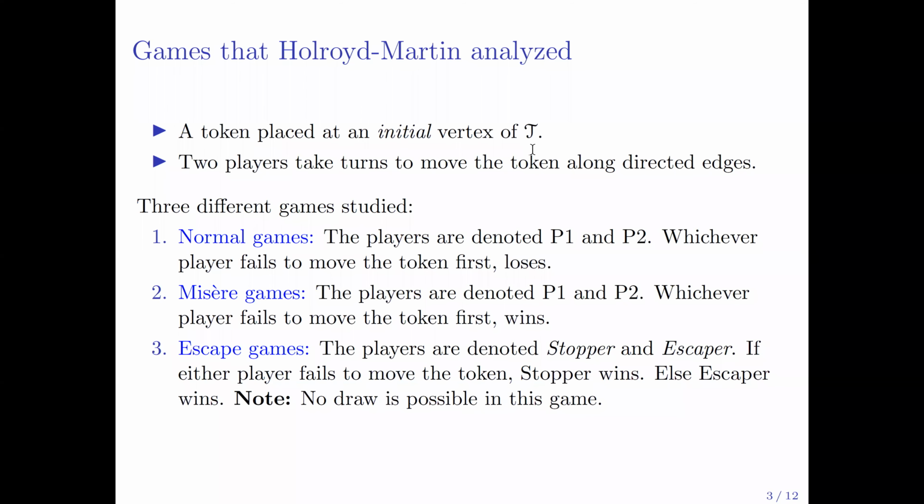Okay, so there are three different kinds of games that Holroyd and Martin studied. These are, first of all, the normal game. So in the normal game, you simply call the players P1 and P2. So you mark them as first player and second player.